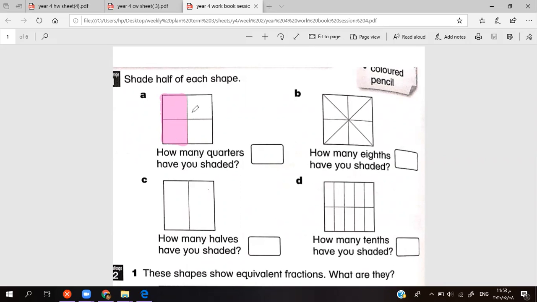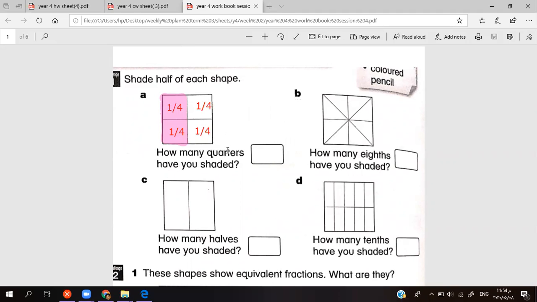When I cut any shape into 4, each part of it is gonna be a quarter. Okay, so it's like saying that this is a quarter, and this is a quarter, and this is a quarter, and this is a quarter, right? I cut these shapes into 4 quarters. So now, how many quarters have you shaded?